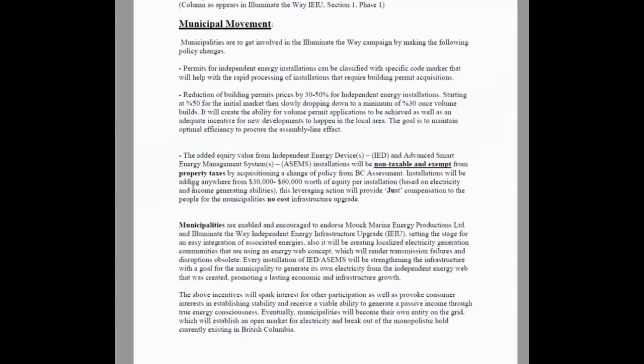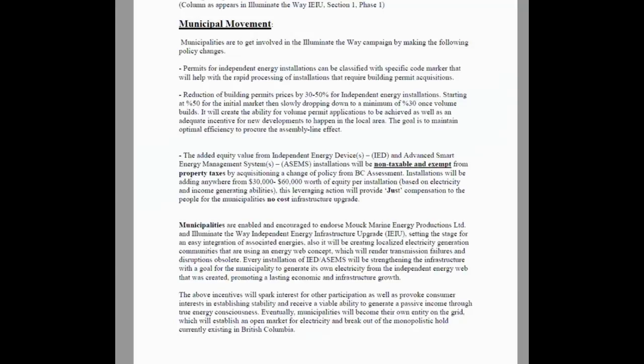So the property taxes, by acquisitioning a change of policy from BC Assessment, installations will be adding anywhere from $30,000 to $60,000 worth of equity per installation. Now, this is based on electricity and income generating abilities. It also is based on what principles you use, what type of materials. Are you going to use conventional? Are you going to use nanotech? Throw in some magnetic bearings and some fractal resonators, and it's quite amazing.